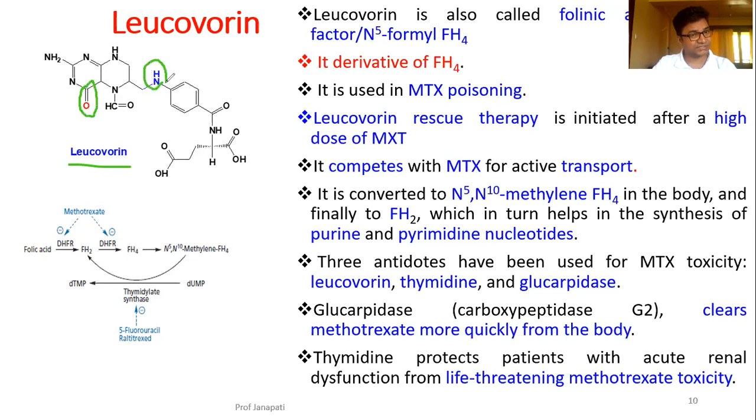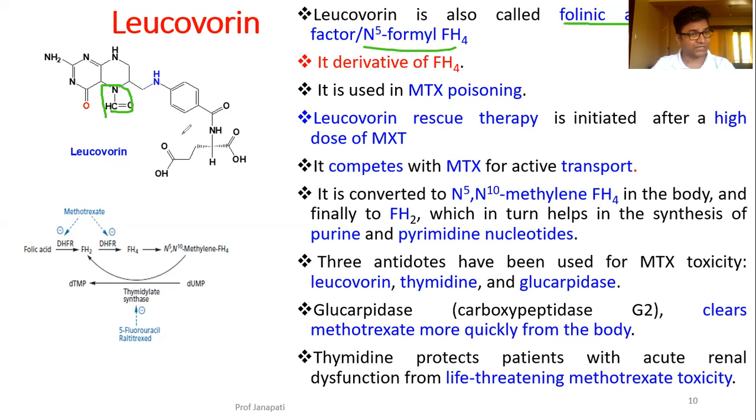Here also it is just like folic acid. Now here a formyl group is present. That's why it is called N-formyl FH4. The formyl derivative of folic acid is called leucovorin. It has multiple names. It is also called folinic acid or citrovorum factor.